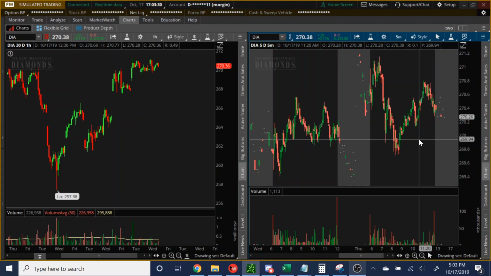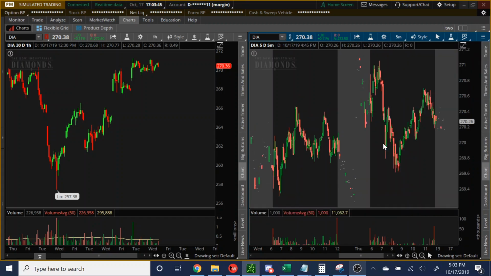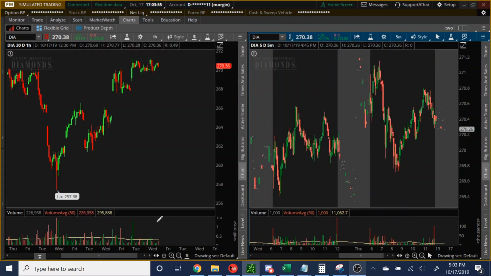So I also want to go through kind of what studies I prefer and that I like to use. So we'll go here. As you can see, I don't have any studies on my chart. I have this one called price action, and all I use here is the volume average indicator, and I stick it right on the volume bar. And so as you can see, it gives a nice average volume.